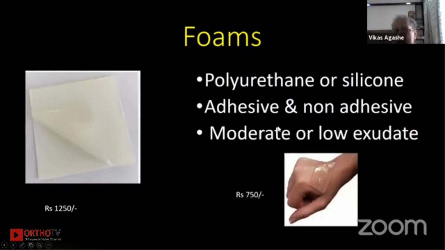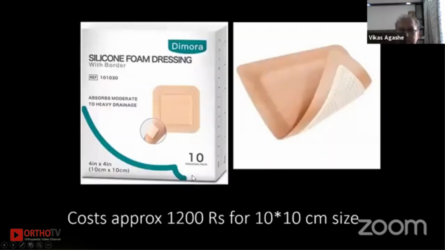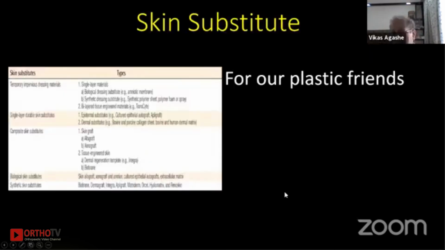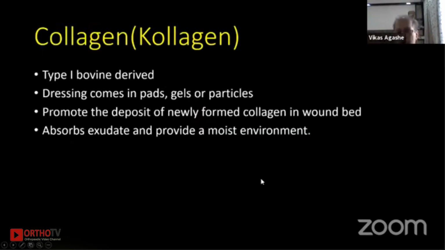Different types of foam dressings are available. They can be adhesive or non-adhesive. And whenever there is moderate or low exudate, these can be used. They're a little expensive, varying between 750 to almost more than 1,000 rupees. One more type of foam dressing is the silicone dressing. There are skin substitutes, which of course are in the field of the plastic surgeon, so I will not discuss them.